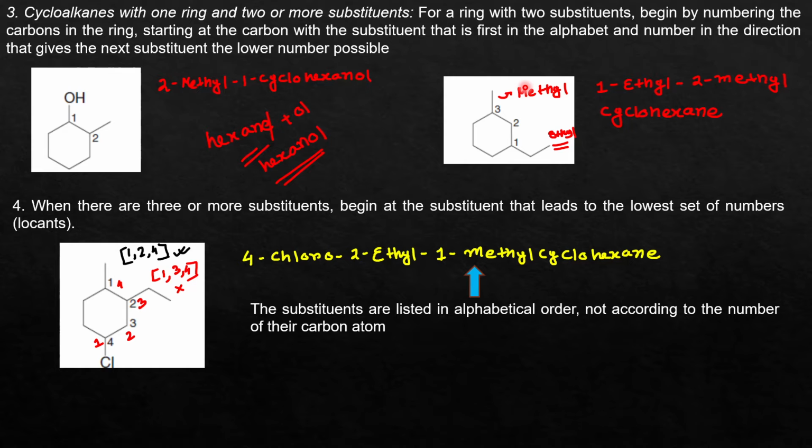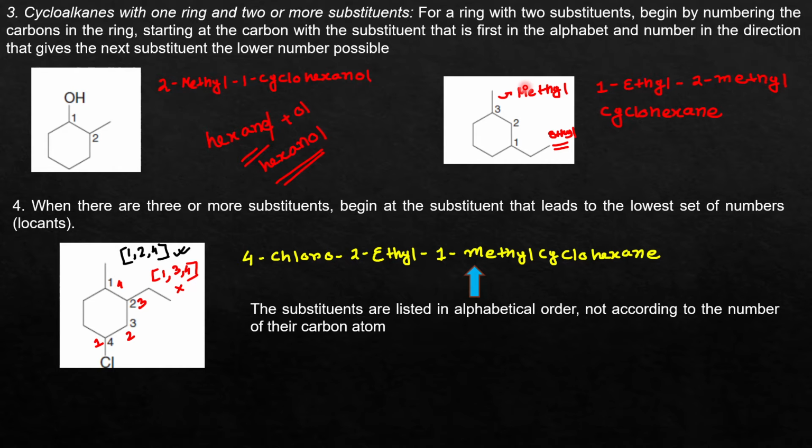But if you do the numbering in the anti-clockwise direction like 1, 2, 3, 4, then what is the set of numbers of the substituents? In that case, the set of numbers will be 1, 3, 4. These are the positions of the carbons where the substituents are attached. And these are the set of numbers, that is 1, 2, 4, that you get when you do the numbering in the clockwise direction. So you can see that this set of numbers is the lowest compared to the other set. So that's why the clockwise numbering is the right way of numbering this cycloalkane compound.